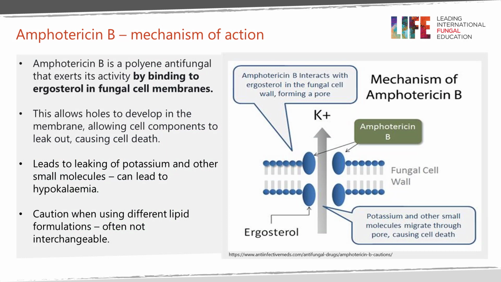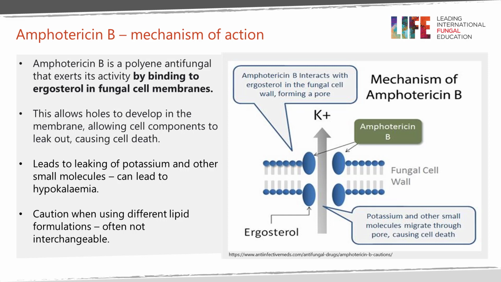The mechanism of action of amphotericin is very different to the azoles that we've been speaking about before. Amphotericin is a polyene antifungal, and it exerts its activity by binding to the ergosterol in fungal cell membranes. Holes develop in the membrane, which allows the cell components to leak out, causing cell death. So in a way, it's a little bit like penicillins. You may be aware of the mechanism of action of penicillin, and it's very similar to that.